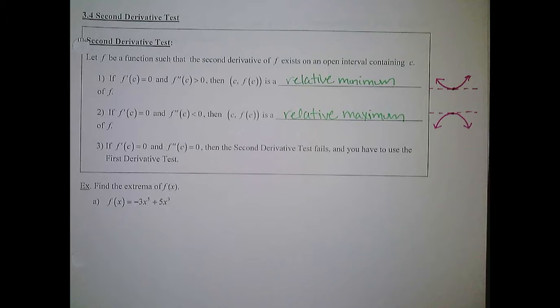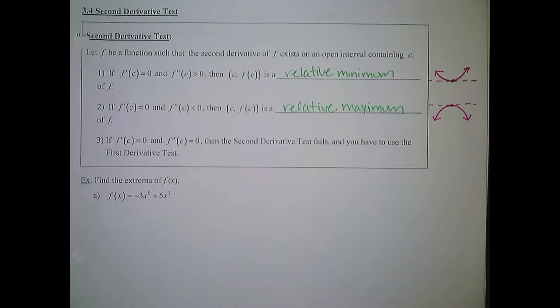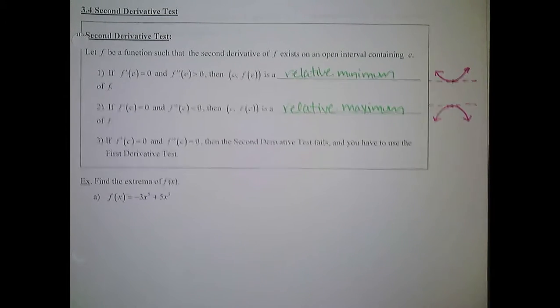If we don't know the sign of the second derivative, or if the second derivative is equal to 0, we don't know anything about the concavity. In that situation, we would not be able to use the second derivative test. We would have to go back to the first derivative test and check the sign of the first derivative on either side of that value, and that would let us know whether it was a maximum, a minimum, or neither. So let's check out an example.